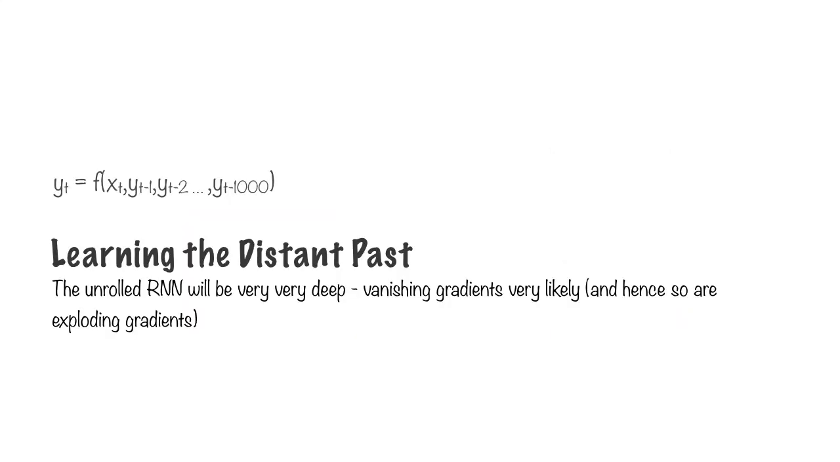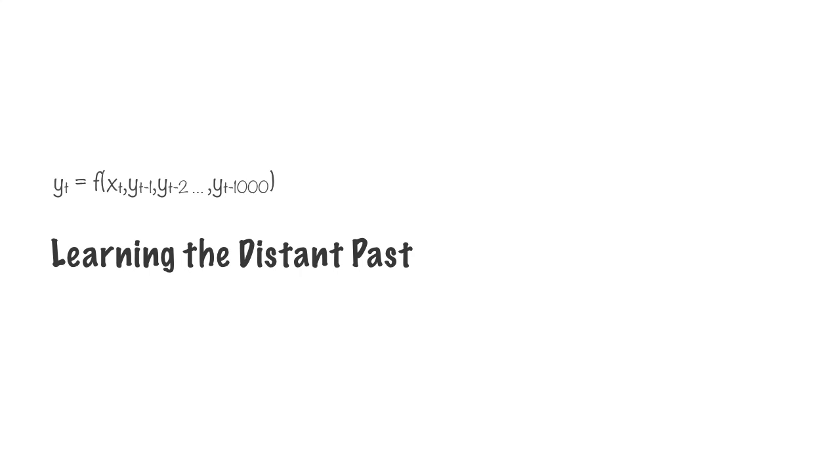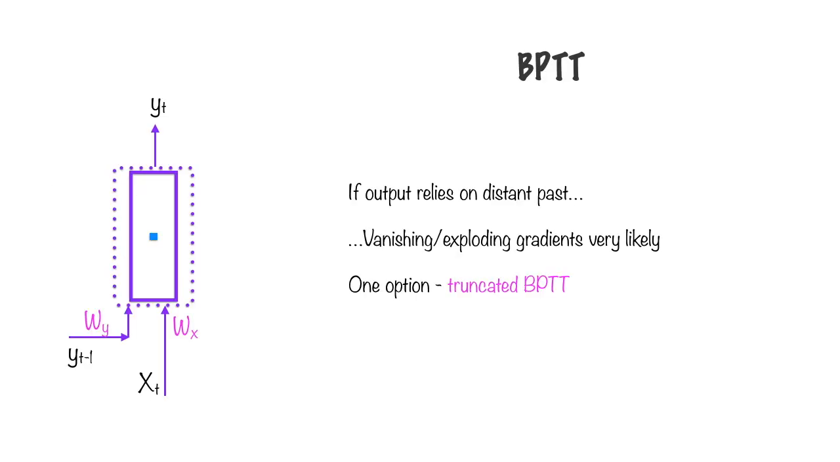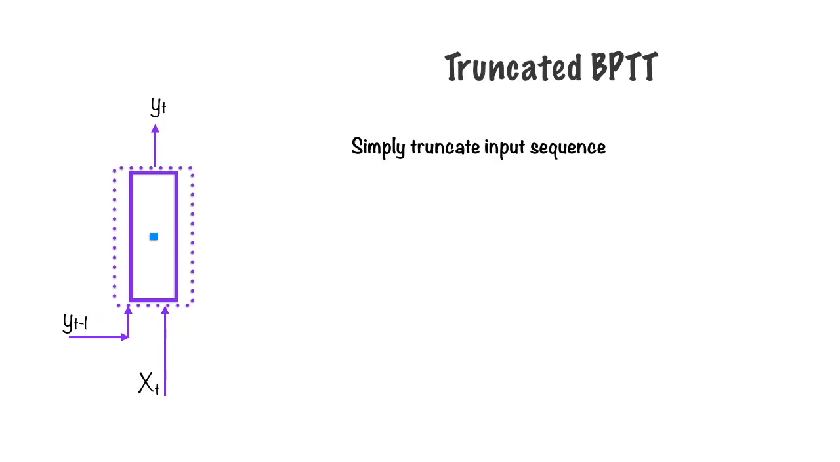When we try to learn the distant past, vanishing and exploding gradients are very likely to occur in your recurrent neural network. The neural network is deep, there are many layers that you have to train, and you'll find that training such a deep RNN also takes forever. It takes a long time because there are many weights and biases that have to be tweaked. We saw that one of the options to mitigate such a situation was to use truncated backpropagation through time. Truncated BPTT simply involves you truncating the input sequence that you feed into your recurrent neural network.